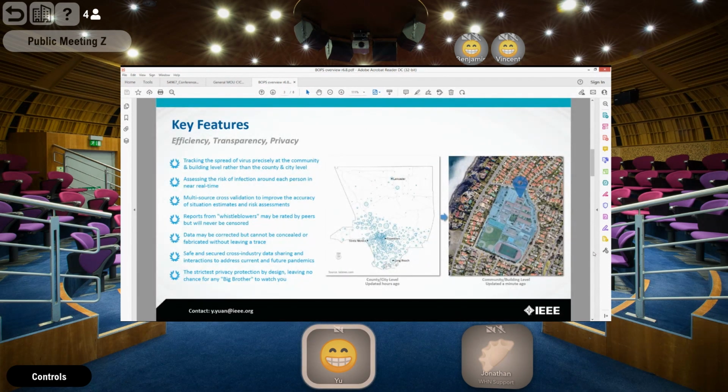Especially, our platform has some key features in the aspects of efficiency, transparency, and privacy. The most important feature is that we should be able to track the spread of the virus precisely at the community level and building level rather than the county and city level. There are two examples I put on the slide.